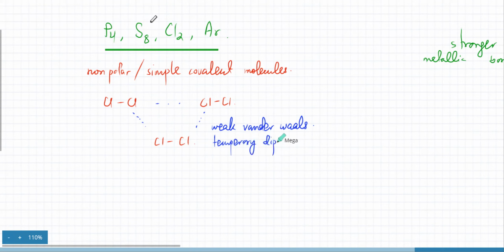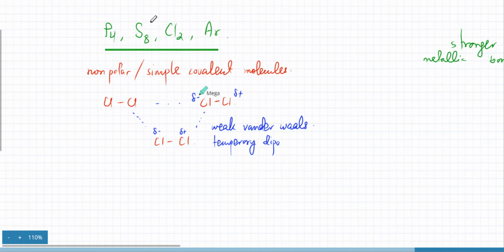So they would have fluctuating dipoles. For some odd reason during a collision, this side could become partial negative, the other side could become partial positive, and it would induce a dipole. The electrons over here are actually going to get attracted because this side is positive. So the electrons will get attracted to this side. This side would become partial negative, this side would become partial positive, and there would be mutual attraction. So there's going to be temporary dipole and induced dipole.